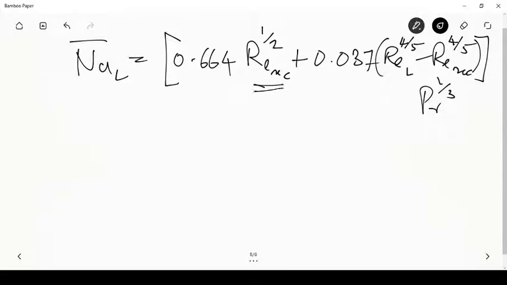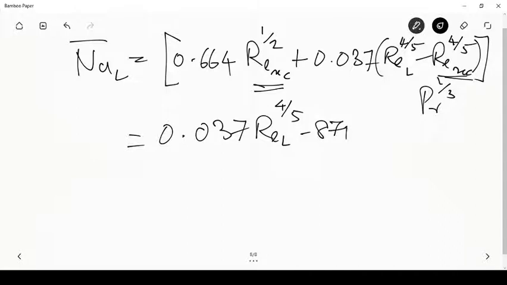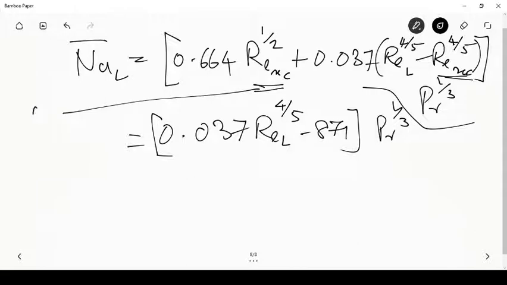Now this Re_xc is 5 into 10 to the power of 5, so if I substitute the value and simplify this, then I will get 0.037 Re_L to the power of 4 by 5 minus 871, whole thing multiplied by Prandtl number to the power of 1 by 3. This is your average Nusselt number for the entire plate when I integrate the local Nusselt number expression and use this value Re_xc as 5 into 10 to the power of 5. So 5 into 10 to the power of 5 multiplied by 0.664 minus 0.037 is 871. That's the number that you get.